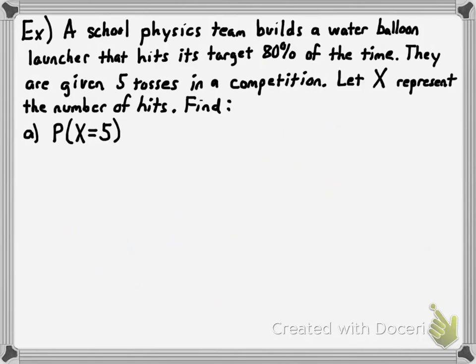Okay, well, using our formula then, that would have to be equal to this. All right, there's 5 trials, and we're looking for 5 successes, so we'll do 5C5 times the probability of success is 80%, so 0.8 to the 5th power because we want 5 successes. Now we also have to multiply times the probability of the failure, which would be 0.2, the other 20% of the time.